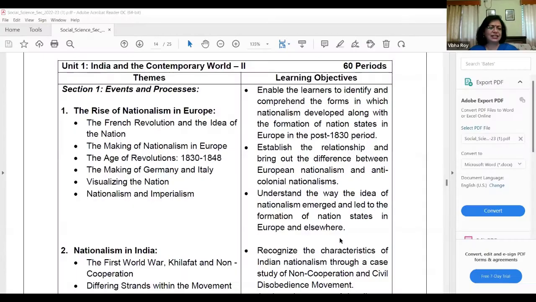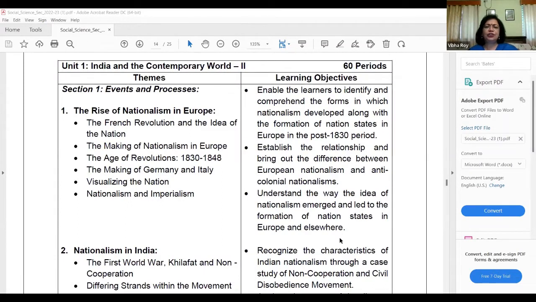Today I will be taking up nationalism in Europe as requested by some teachers. So we'll go through it again. It will help us to understand the lesson in a different perspective. Now, first, I would like to share with you the syllabus. What is the portion? What are the learning outcomes which the board wants us to understand when we are doing this lesson?